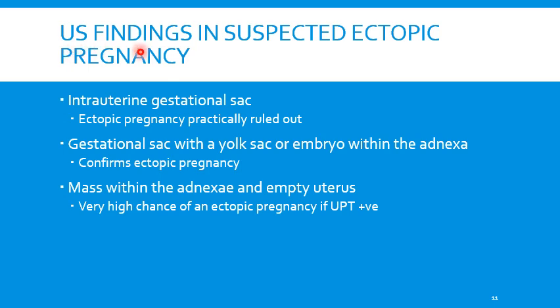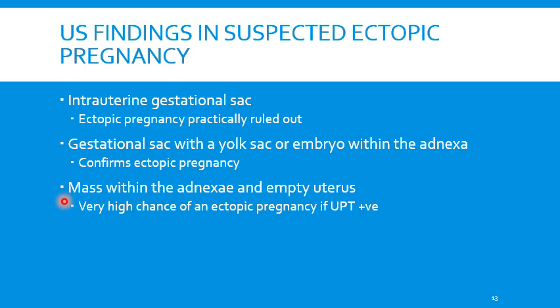Summary of ultrasound findings in suspected ectopic pregnancy. If ultrasound shows an intrauterine gestation sac, ectopic pregnancy is practically ruled out. If the ultrasound shows a gestational sac with a yolk sac or embryo within the adnexa, it confirms ectopic pregnancy. Mind you, the gestational sac should contain either a yolk sac or embryo. Just the presence of a gestational sac without a yolk sac or embryo does not confirm ectopic pregnancy, but it is highly suggestive.